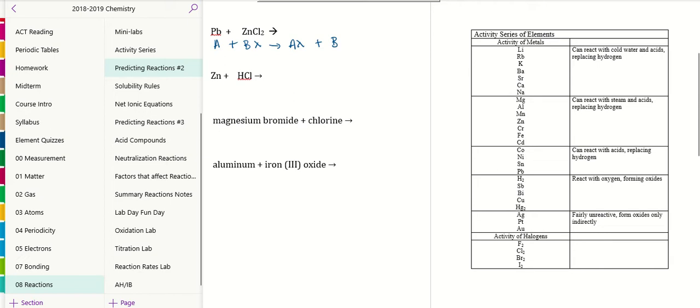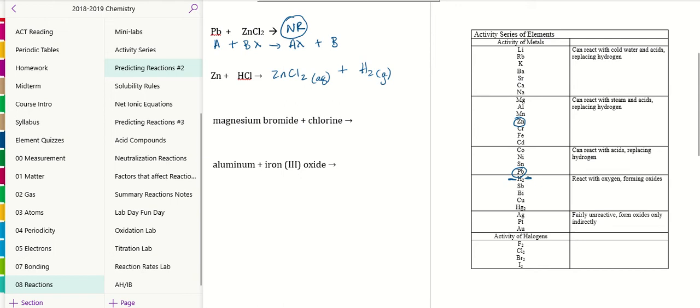So, the question is does lead switch places with zinc? Well, take a look at the reactivity series. Here's zinc. Here's lead. Which one is more reactive? Zinc. So in this case, lead can't knock zinc off the Cl, so no reaction will take place here. Now, you guys have already seen this other one. Zinc plus HCl. Zinc is higher than the hydrogen on your activity series. So because of that, it knocks the hydrogen off. You get zinc chloride, aqueous in state, plus H2 gas.